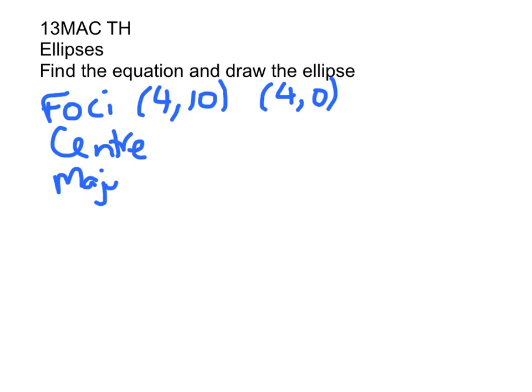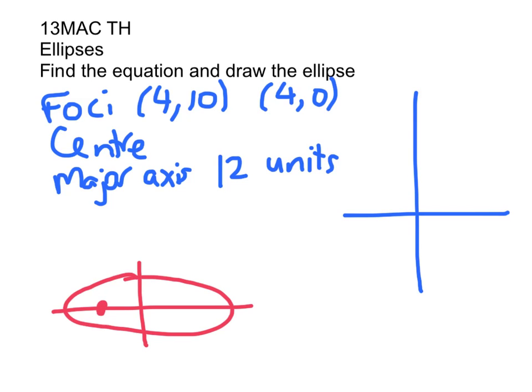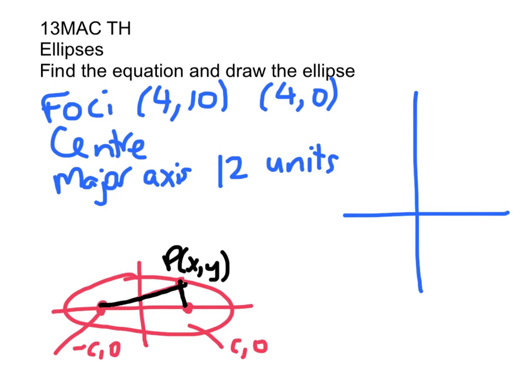The major axis is 12 units long. So let's put that information onto our graph. Just thinking about our easiest ellipses, which started life like this, we had our foci here and here, at (-c, 0) and (c, 0). Remember, the foci are important because the definition of an ellipse is a shape formed when the distance from a point P(x, y) to two foci, when you add up those two distances, is a constant. So we can do this with our piece of string and our blu tack, and that forms an ellipse.